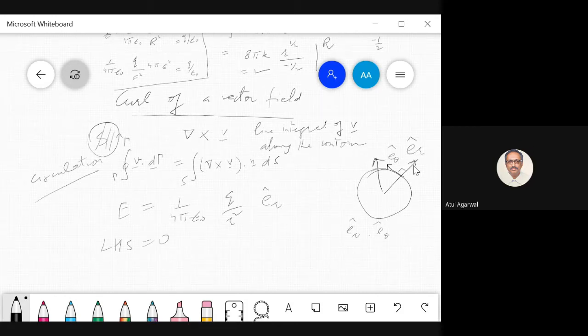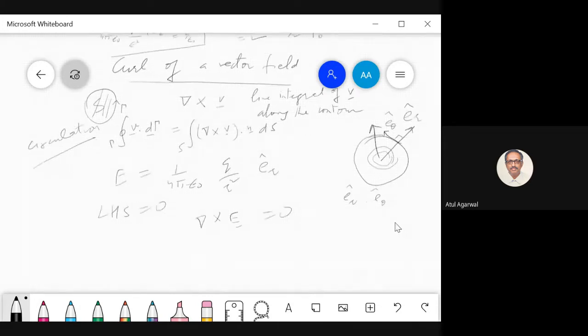Any doubts? So what does this mean? Del cross E is 0. If the left hand side is 0, then the right hand side has to be 0. You can take any amount, any size. You can keep reducing the size of this contour. So you will say that this term has to be 0. Only then can the left hand side be 0 for this particular electric field. So the curl of this electric field is 0.